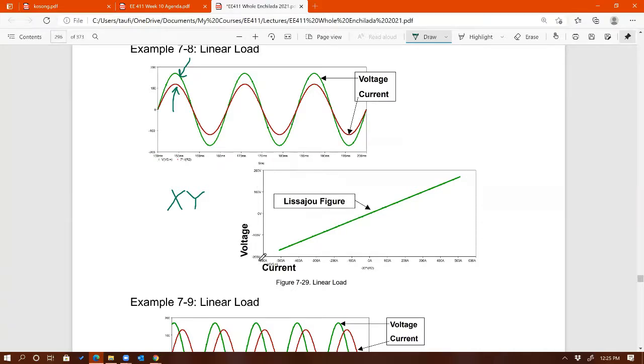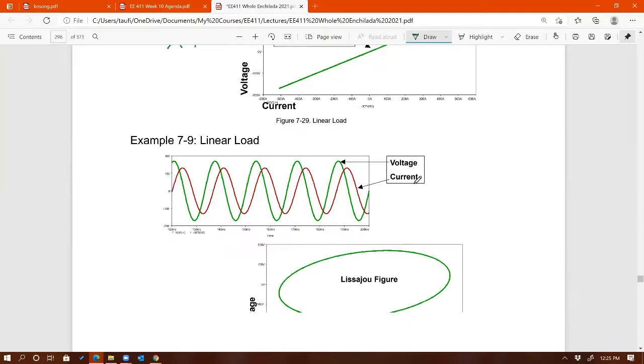If you plot voltage against current for this set of voltage and current, you get a linear plot like that. This is called a Lissajous figure, a VI plot basically. I don't know if I pronounce it correctly. If it's a line, a circle or an ellipse, that indicates the load is a linear load. Anything else is going to be nonlinear.